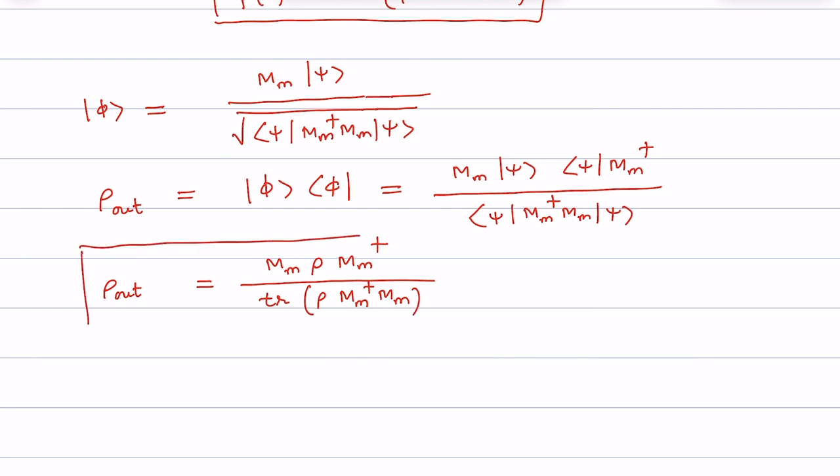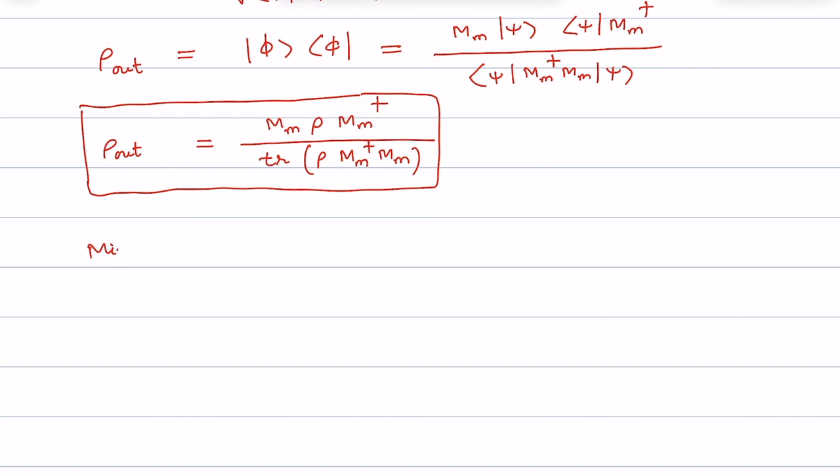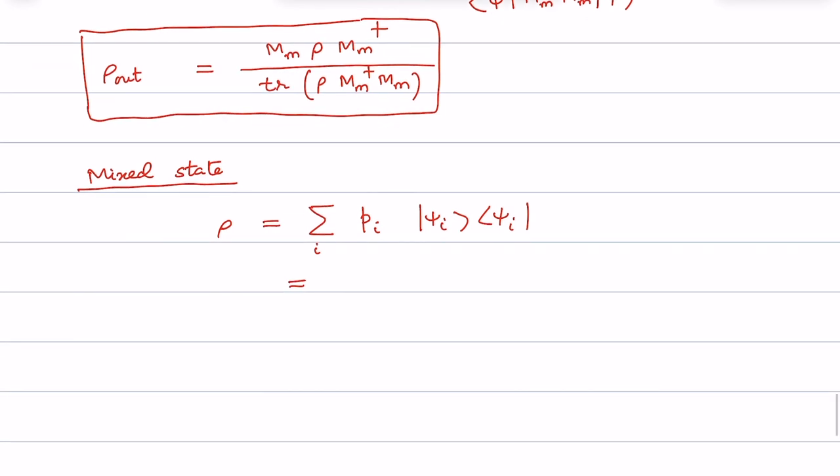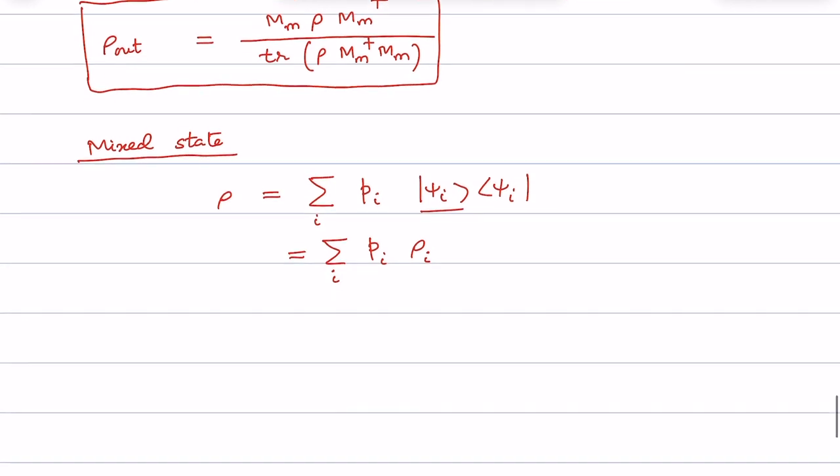So this is also an important result, and we have got it in the context of a pure state, but the extension to the mixed state is also very straightforward, and in the case of mixed states we are going to get a similar result. Let me just quickly discuss that as well. For a mixed state, our density operator is given by this expression: ρ = Σ_i p_i |ψ_i⟩⟨ψ_i|. This I can write as a sum over i of the probability p_i times ρ_i, where ρ_i refers to the density operator corresponding to the pure state |ψ_i⟩. So this is the expression I can write.